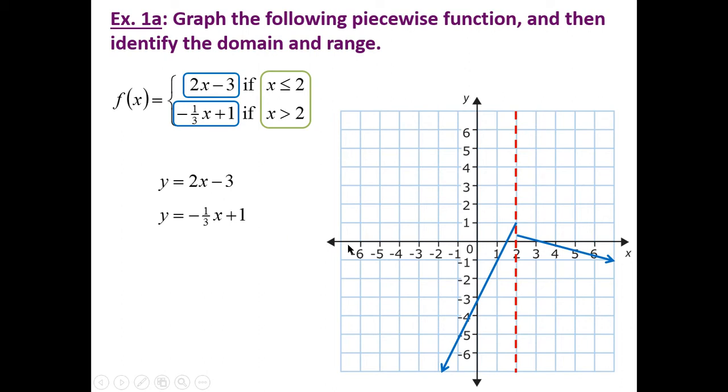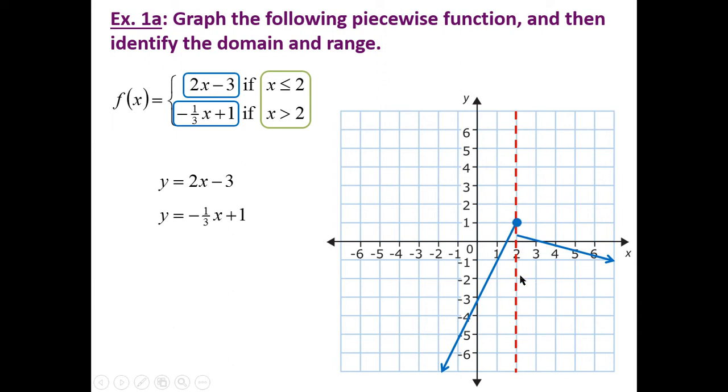And the only thing that's left is to talk about what happens to the endpoints. So because our top equation, our first line that we graphed, says less than or equal to, that means that x can actually be equal to 2 at this spot.